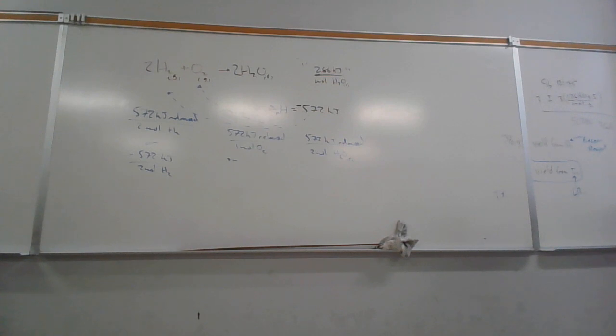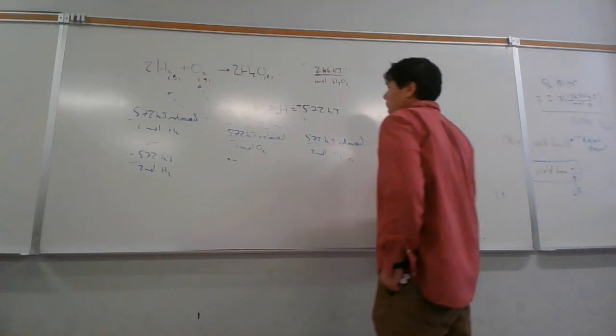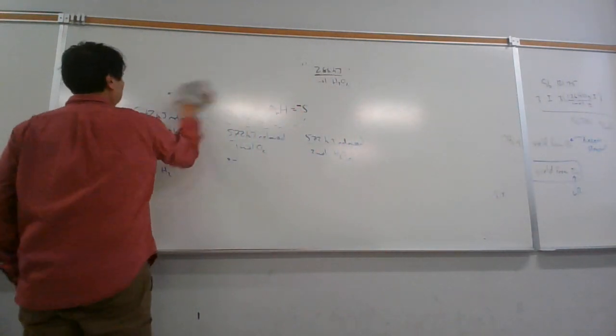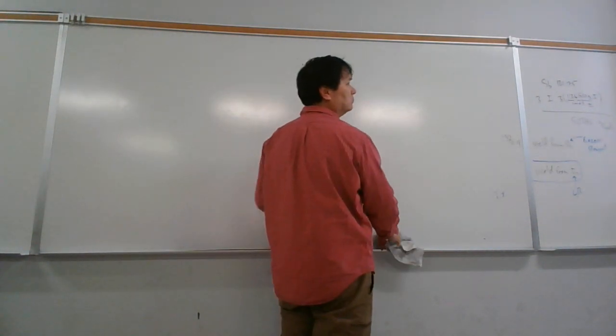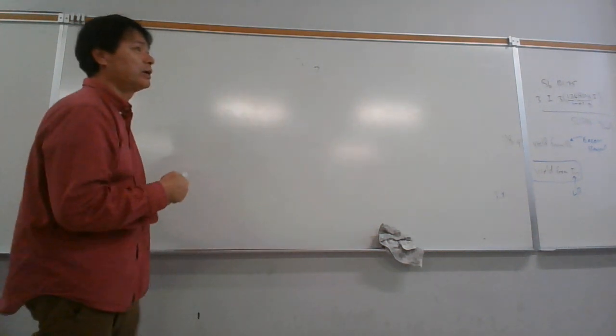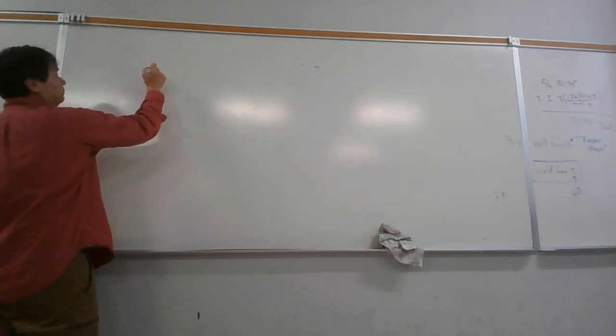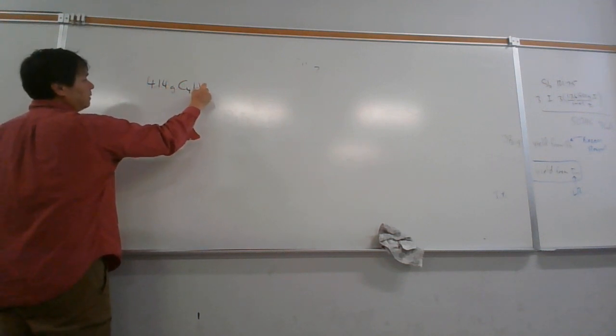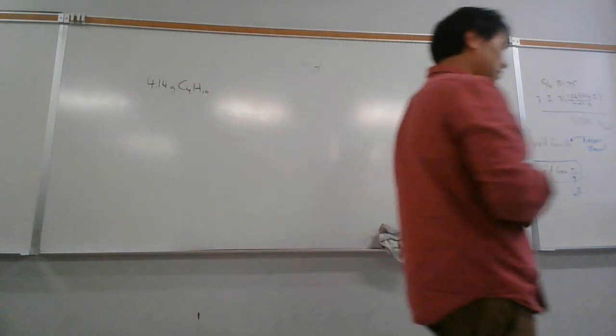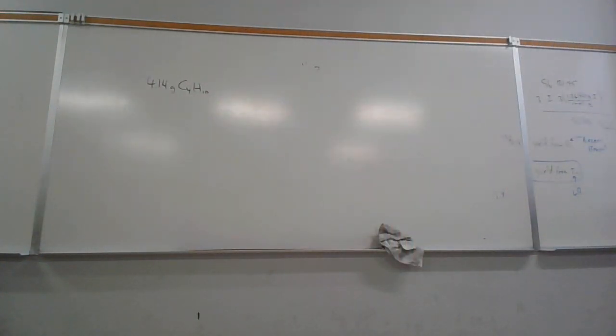4.14 grams of butane reacts with excess oxygen. This reaction yields 11 grams of carbon dioxide. What is the percentage yield of this reaction? Butane, C4H10. You should be able to derive this equation here. They gave it to us.